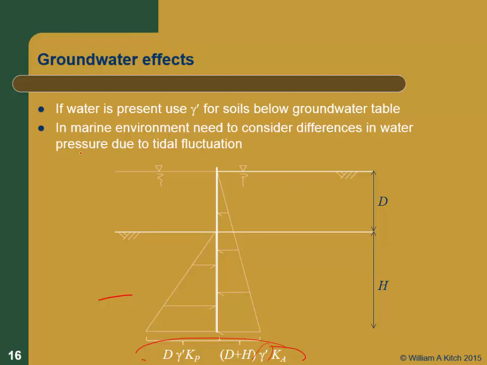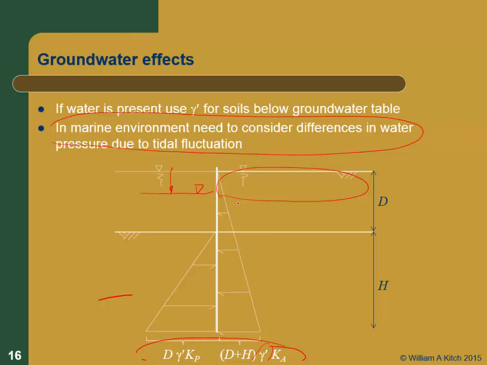So if you're in a marine environment, lots of times you have tidal fluctuations. And you can have significant tidal fluctuations, which means this side is going to drop fairly quickly. But that's not going to be the case on the back side of the wall. So it's really important in tidal environments that you understand the tide conditions you can get there, particularly if you're doing a permanent wall.